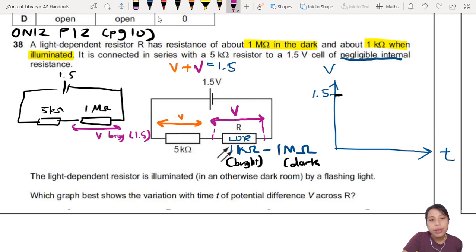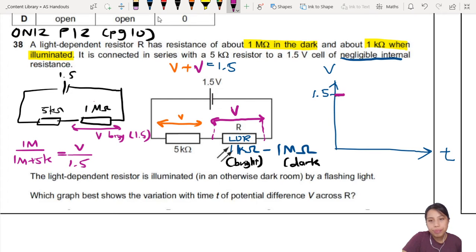You can calculate. You take the ratio of this one, 1 mega over the total, so 1 mega plus 5 kilo. That's the ratio of this one across the whole total resistance, equal to this one's potential difference across the whole thing, which is 1.5. You calculate and see. It'll be quite big, almost 1.5. So that's going to start off at 1.5 up here.